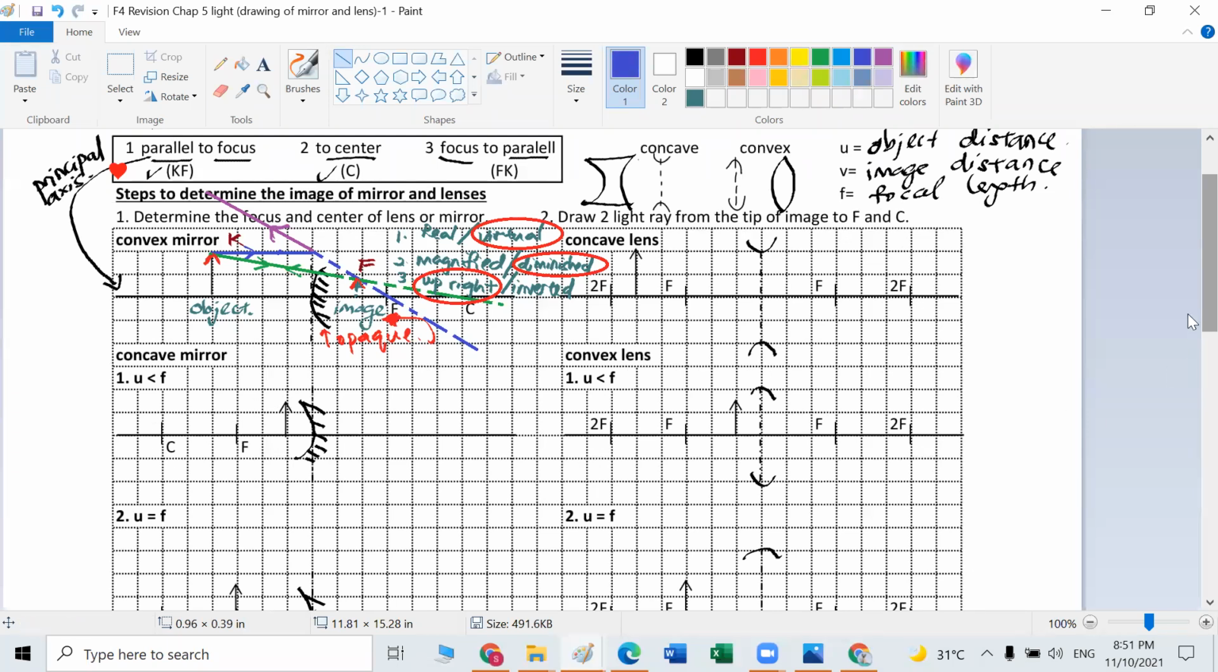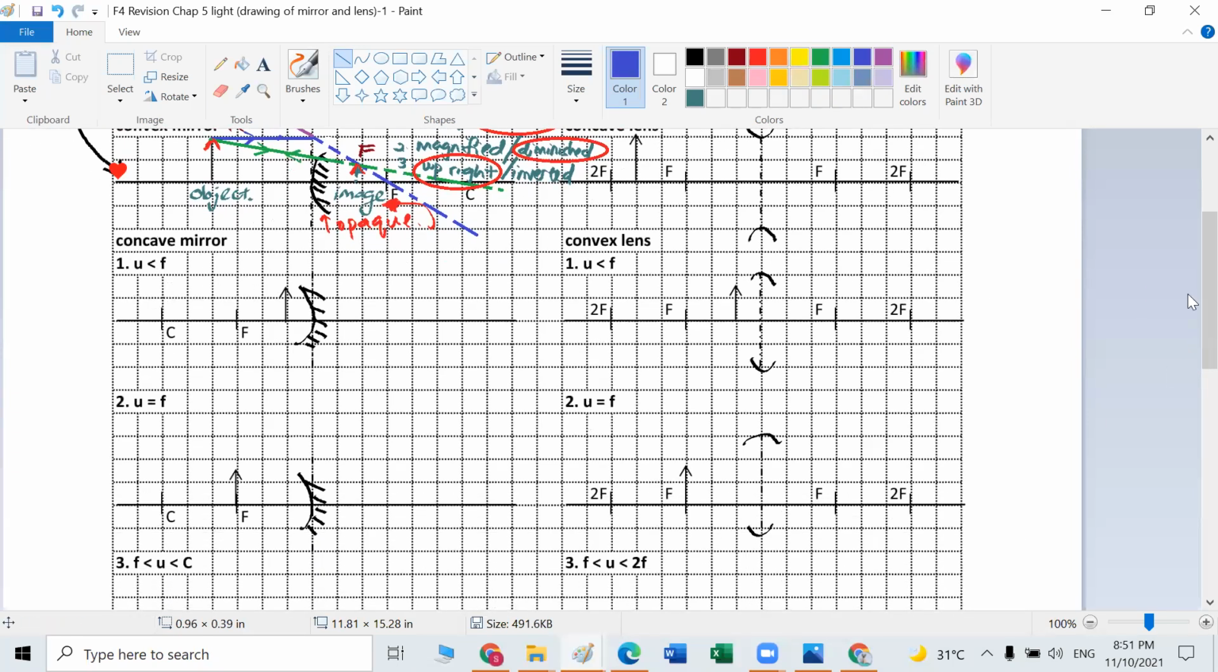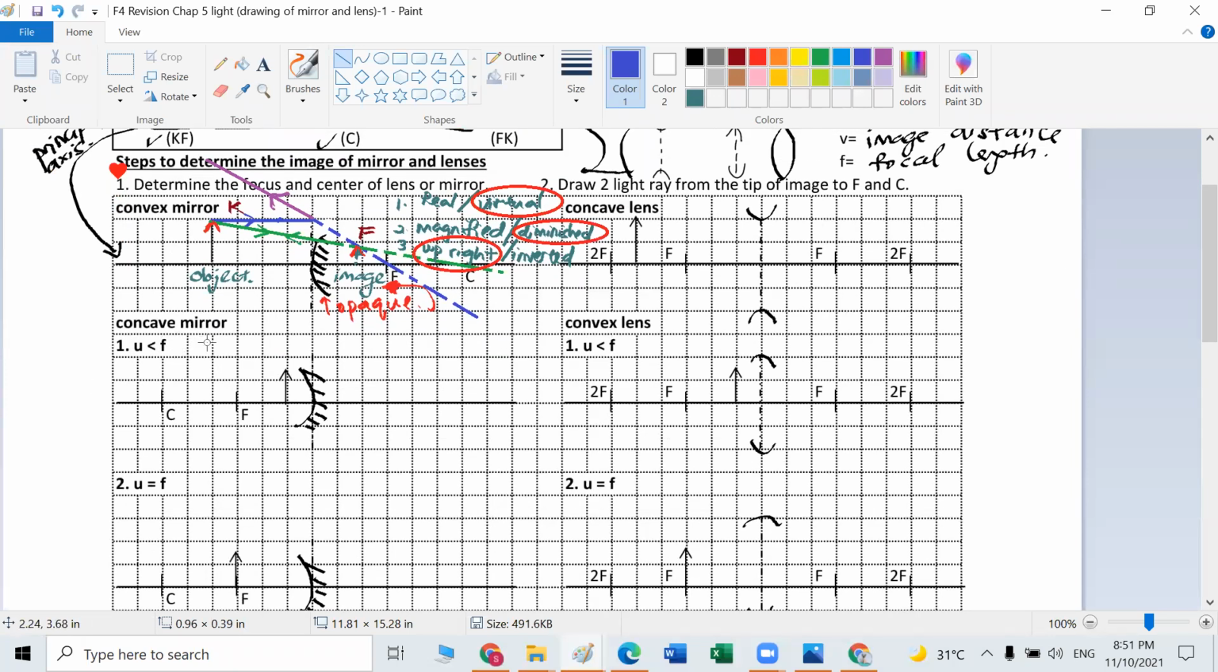Okay, now let's look at number 1. This is U smaller than F. From mirror to focus point, this is the focus point, so this is the focal length. So you can see this is image distance, object distance. U is object distance. Object distance means the object is shorter than the focal length.